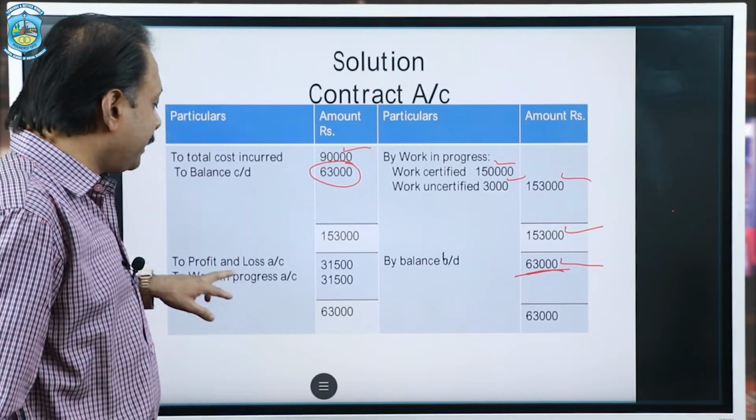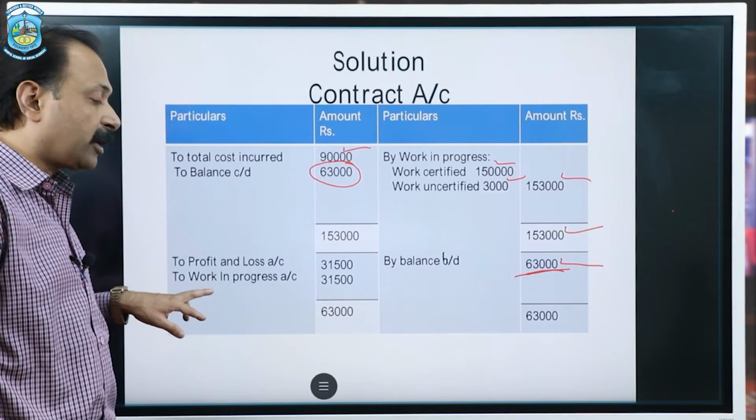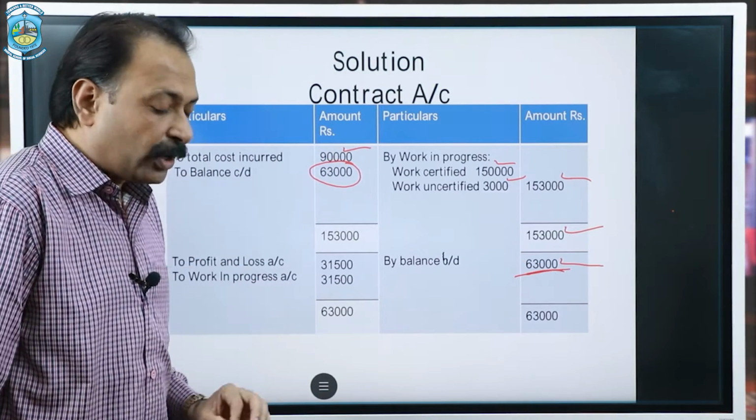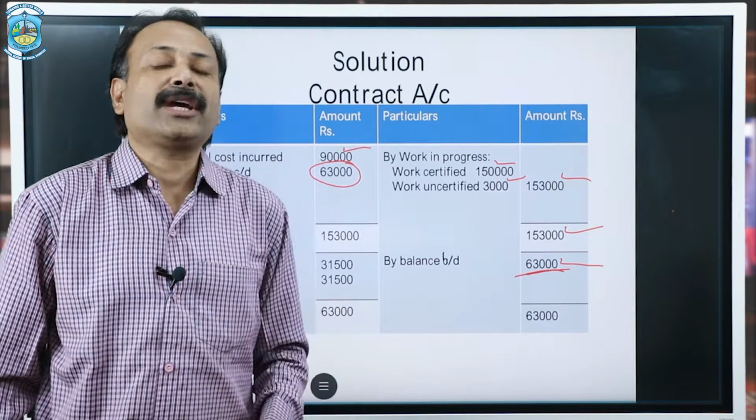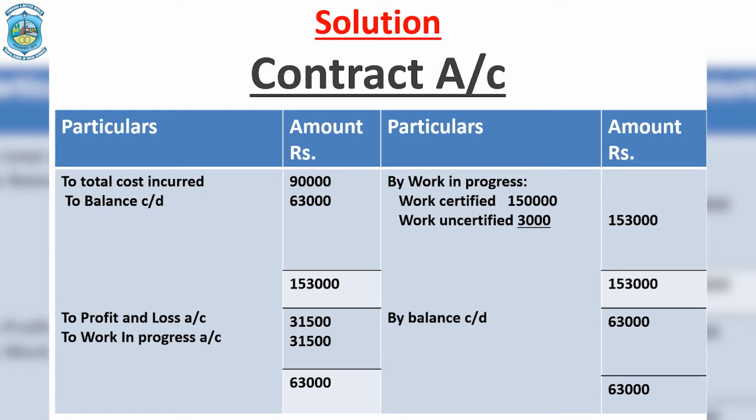This amount is divided into profit and loss account and work in progress account. When we are going to transfer the amount, we have to check the percentage of work done along with the total contract price. On the basis of the percentage, we are going to divide the amount of 63,000 into two accounts: number one, profit and loss account, and the remaining to work in progress account, on the basis of which we are going to transfer the entire amount.